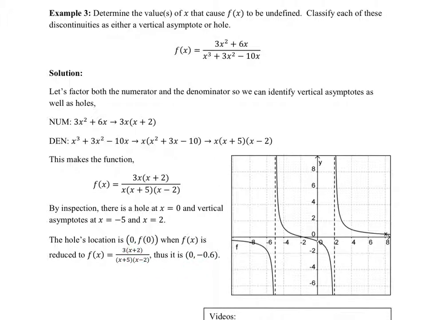So you're literally taking the value that would create a hole, plugging it into the simplified form. You're doing f of 0, where f in this case has already been simplified. Okay, this is the coordinate for the hole. That coordinate is right here on the graph. You can barely see it.